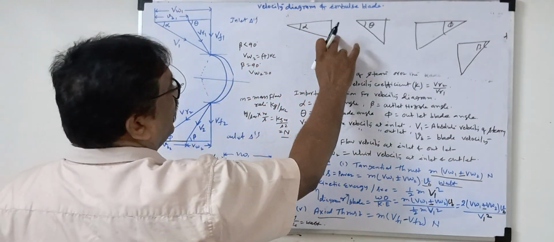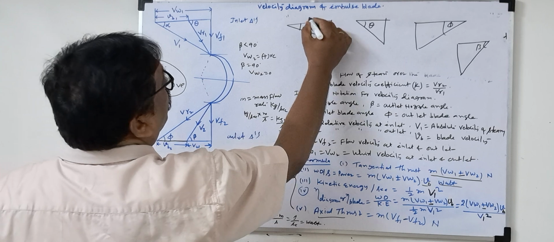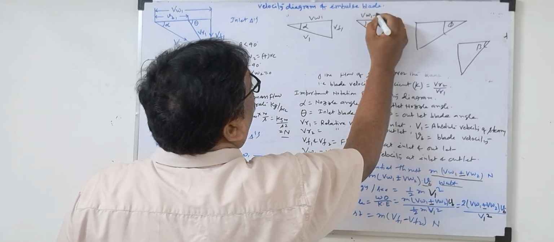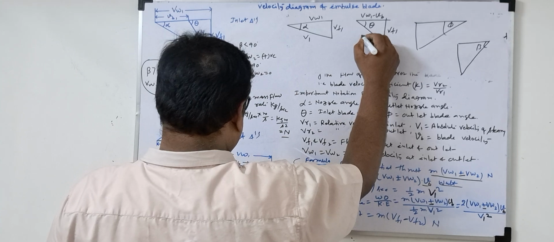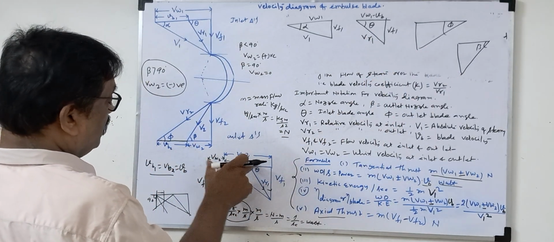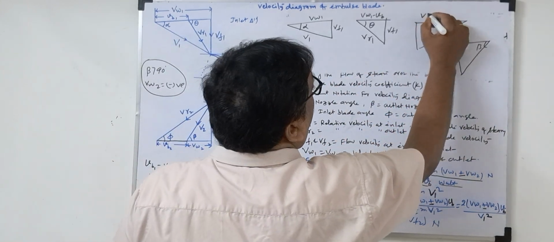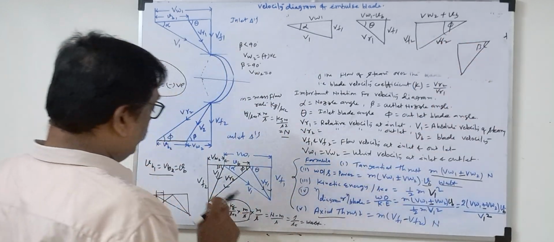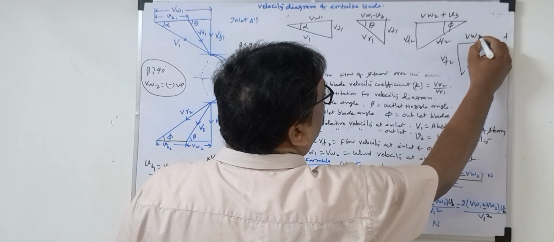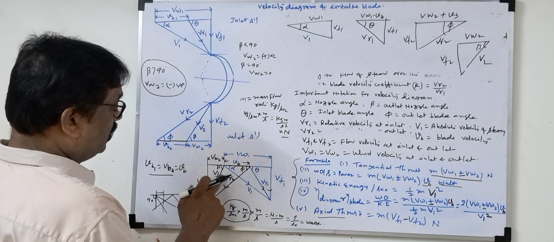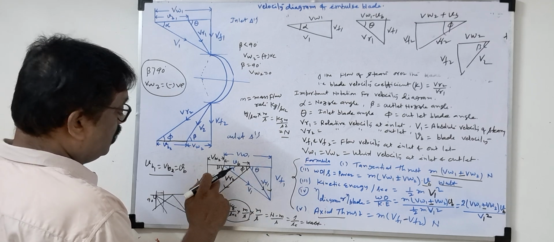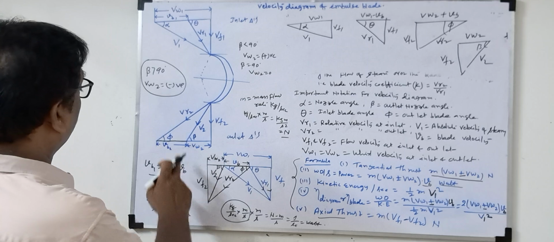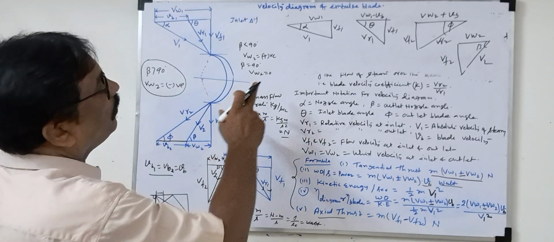All the triangles will be right angle triangles. All the notations we write here: V1, VW1, VF1. Then VW1 minus VB. Then this is VF1, this theta is VR1. Now phi: VW2, this is phi, VW2 plus VB. This is VF2, and this phi is VR2. Now beta: VF2, VW2, and this is V2. This is V1, and this is V2. Two symbols will be the outlet angles and one the inlet blade angle. These symbols will be helpful: V1, V2.